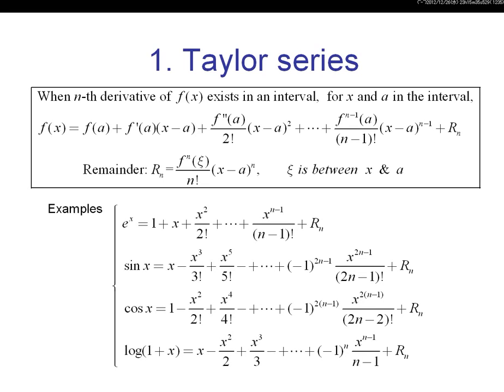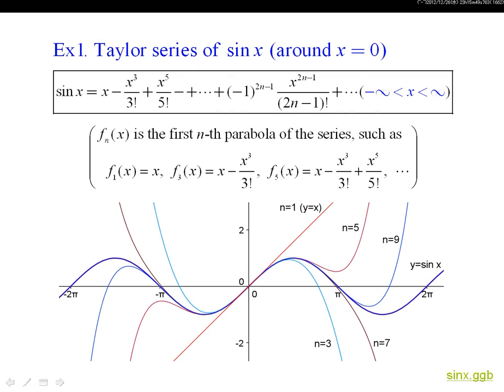This is a formula of Taylor series, and these are examples. Example 1: Taylor series of y equals sine x around x equals 0. Sine x equals x minus x cubed over 3 factorial plus x to the power of 5 over 5 factorial, and so on. And this series converges from minus infinity to infinity.